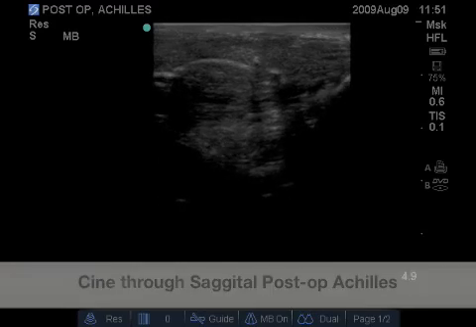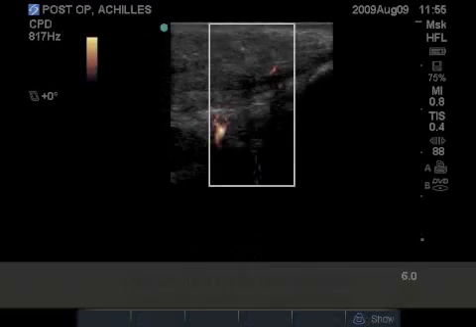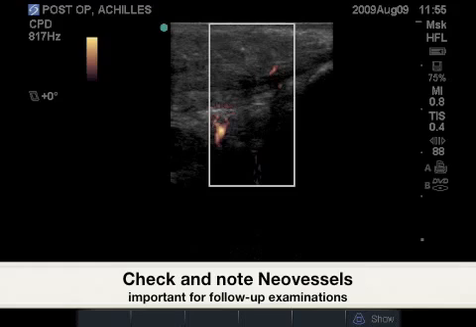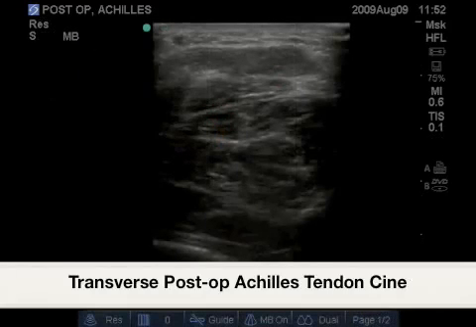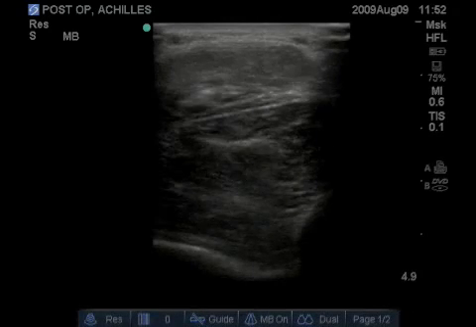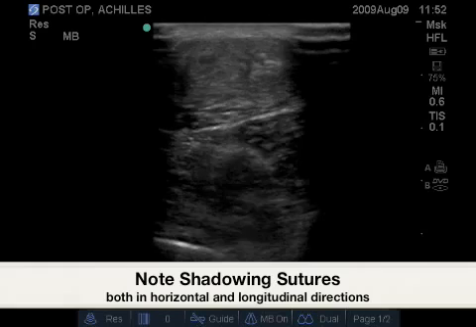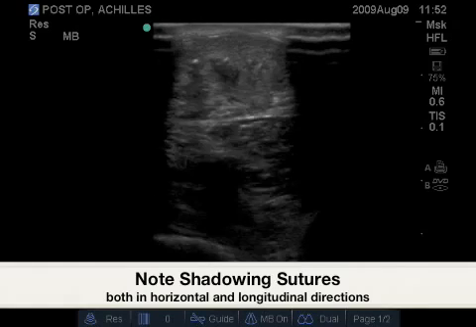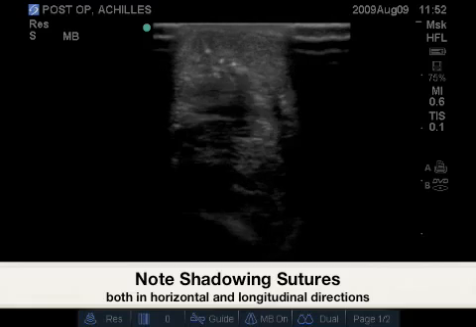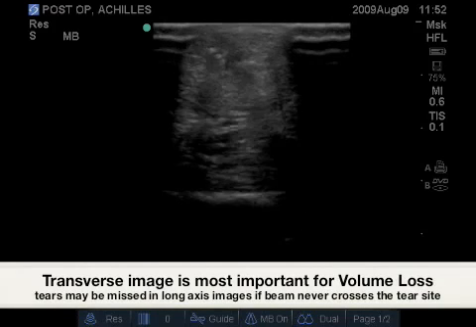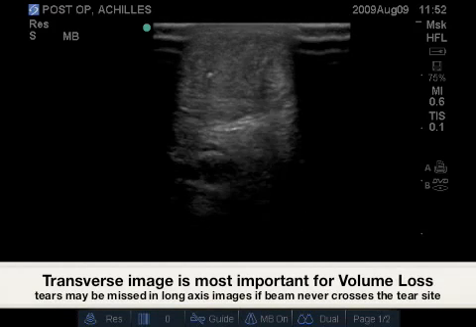In follow-up examinations, always check for neovessel formations as therapy continues. Scanning in two planes 90 degrees from each other is always important. The transverse plane is more important due to the ability to view the entire tendon in one slice. As you scan up and down the tendon, we will see any volume loss in the transverse plane better than in the sagittal plane.